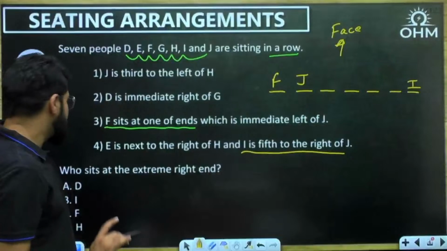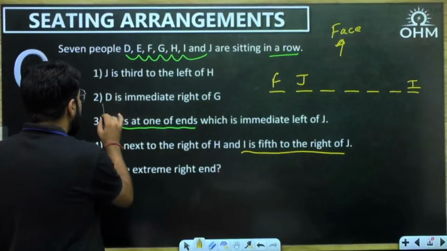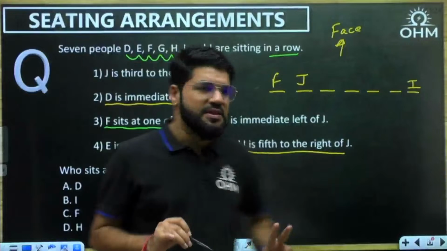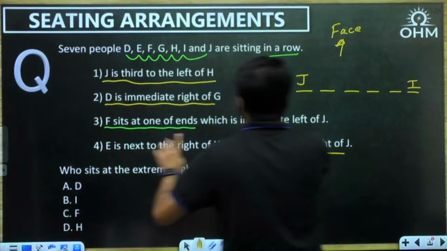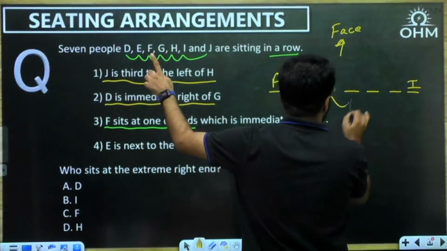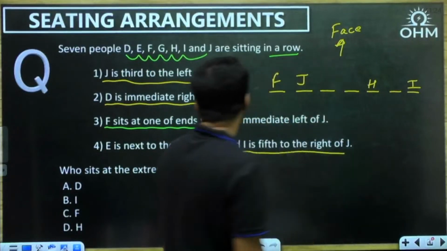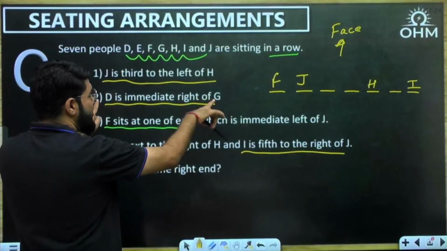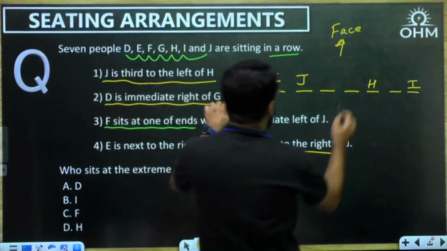E is next to H, right of H. I don't know where H is right now. D is immediate right of G, which means D and G will be consecutive places. J is third to the left of H, so reverse: H is third to the right. 1, 2, 3. This is H. Now D is immediate right of G, so D and G should be consecutive positions. Only these consecutive places are left, so D and G will come here, D being to the right.